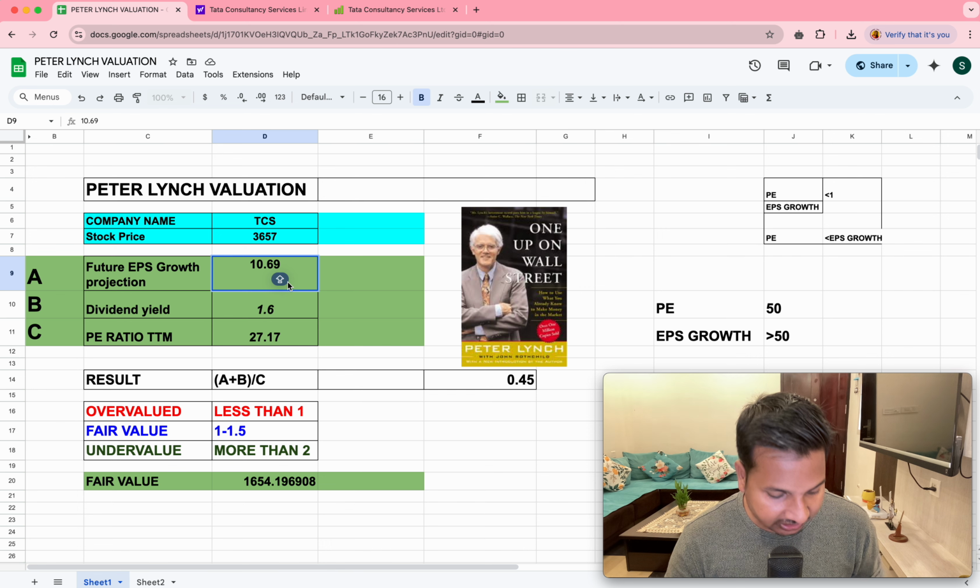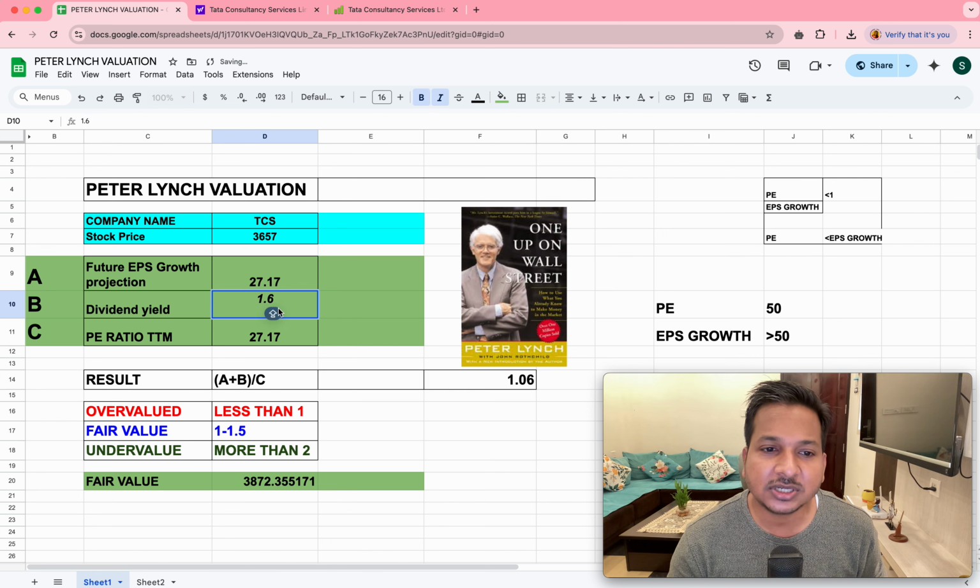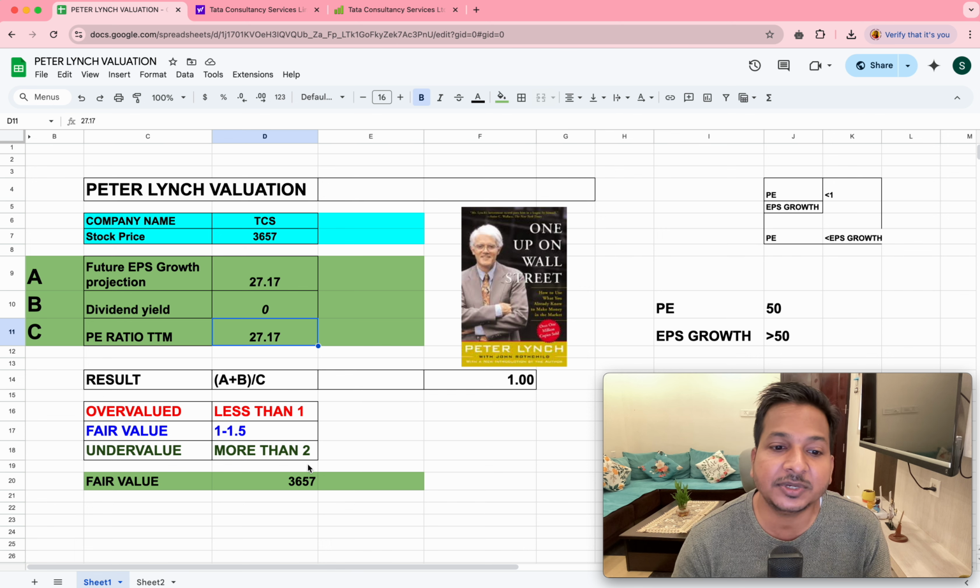Suppose this profit growth projection would have been 27.17%, same as P/E. Suppose higher growth would have been expected from this stock. What would happen? And suppose the dividend yield is 0, just to simplify things. What happened? Your stock price is the fair value of TCS. What is the current stock price? 3657. Fair price is also 3657.